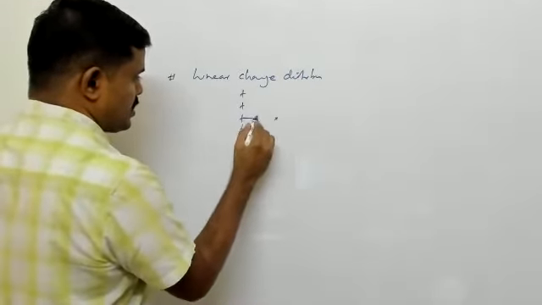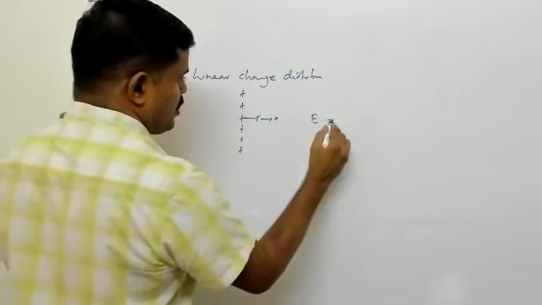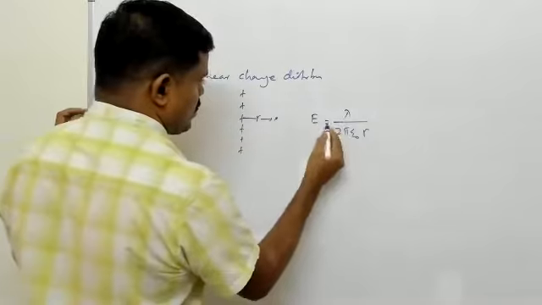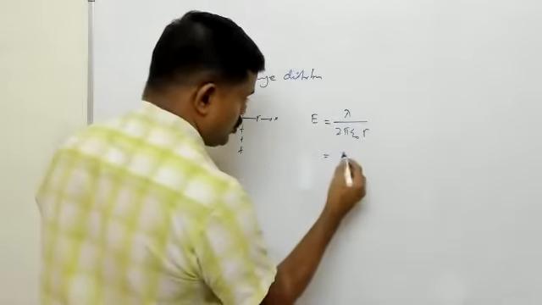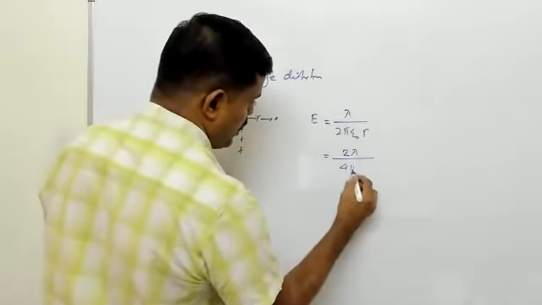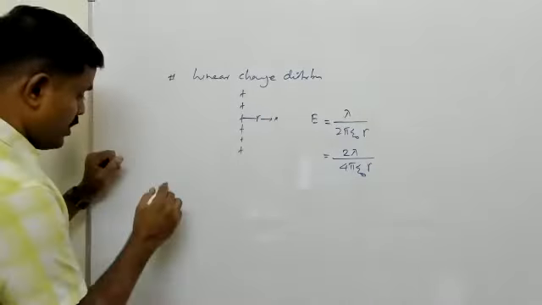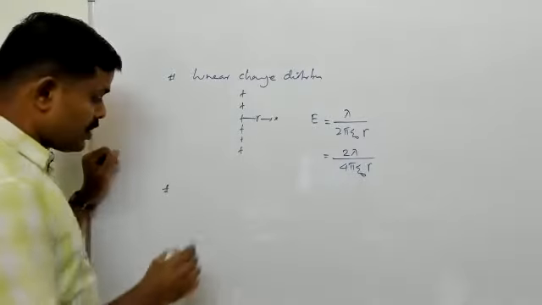And right here at a distance r, the field is lambda over 2 pi epsilon 0 r, or you can multiply with 2 to get 2 lambda over 4 pi epsilon 0 r. That is the first point. Second point, field due to a thin sheet.